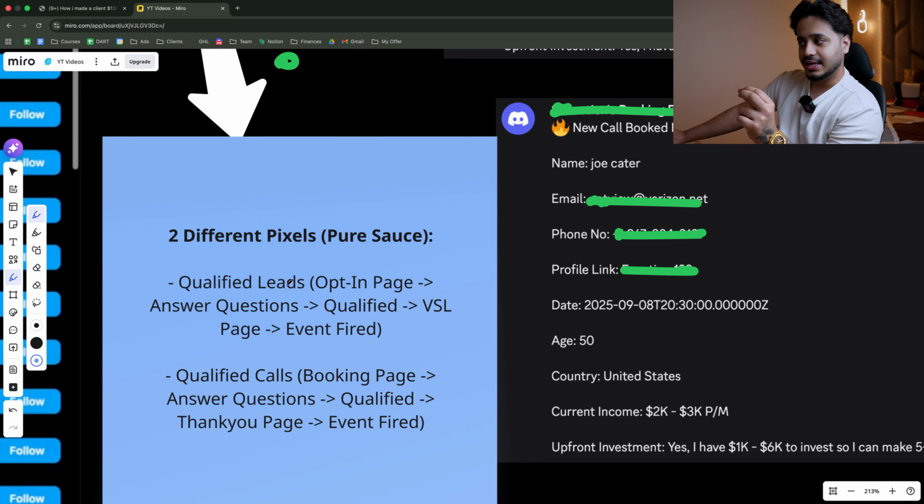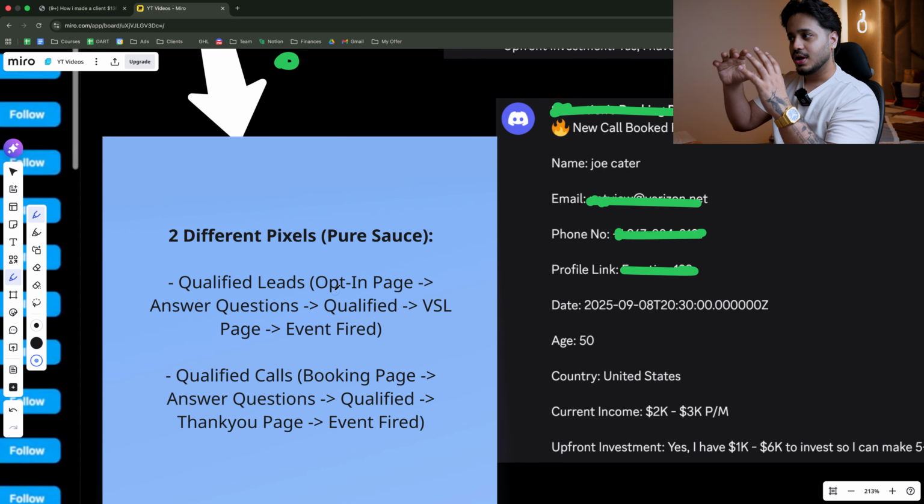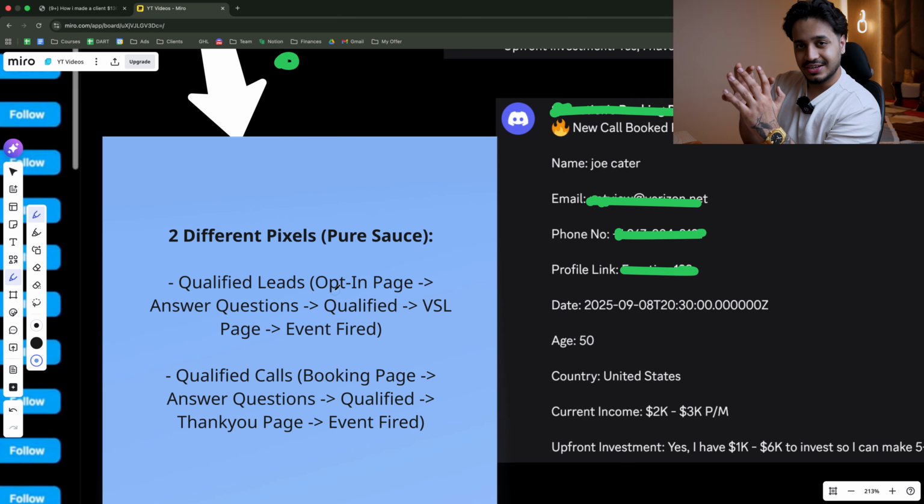So for qualified leads, what happened is normal leads, they landed on the opt-in page. They answered the questions we were asking in the opt-in form, okay? So it was name, phone number, country, and 1 qualifying question that would help us determine if the lead is qualified or not, right? Now, if the lead was qualified, then they would move on to the VSL page. And that's where the qualified leads event would fire up. Okay, so we were training our pixel to only get qualified leads. We were only training our pixels on the qualified leads, not the unqualified ones.